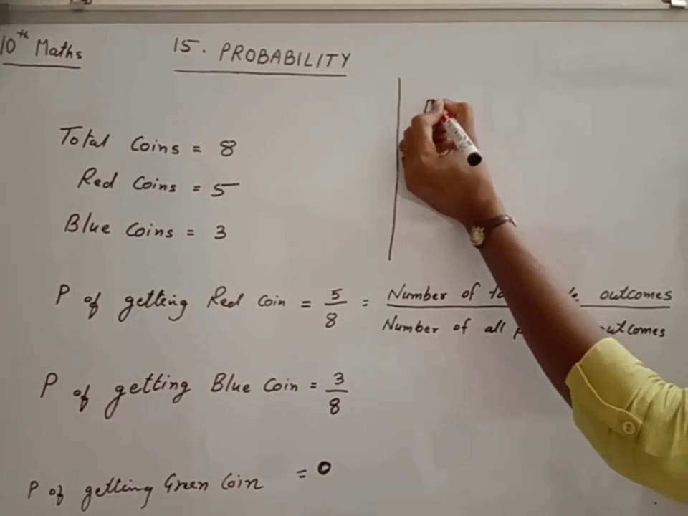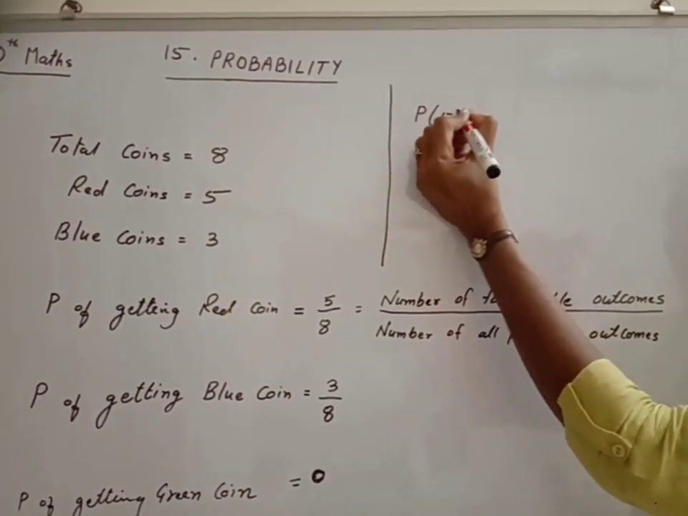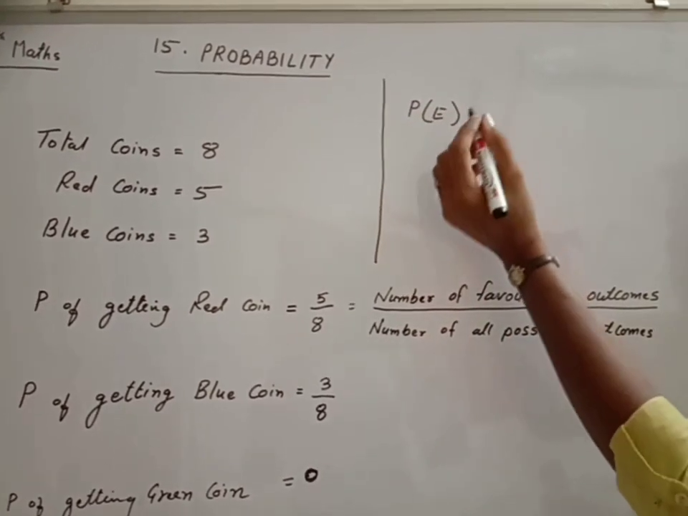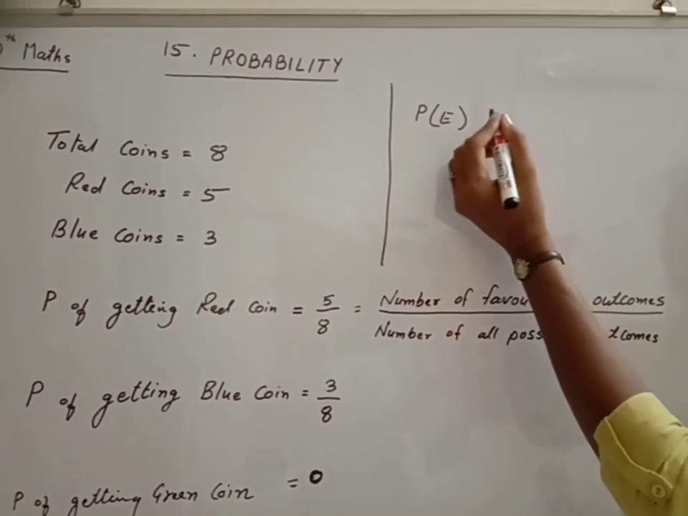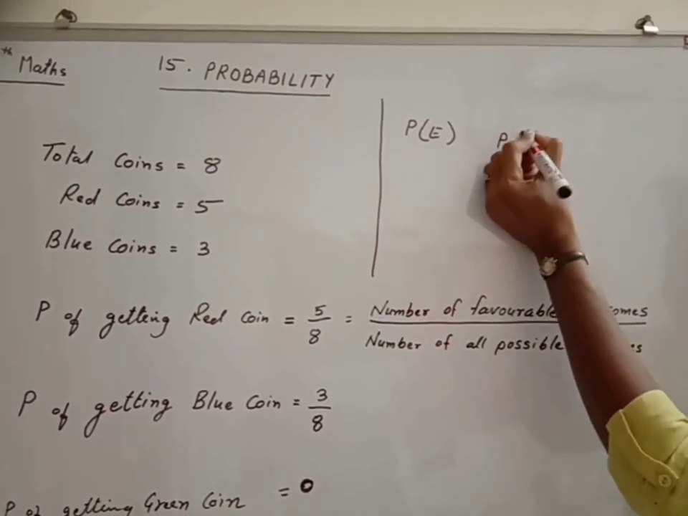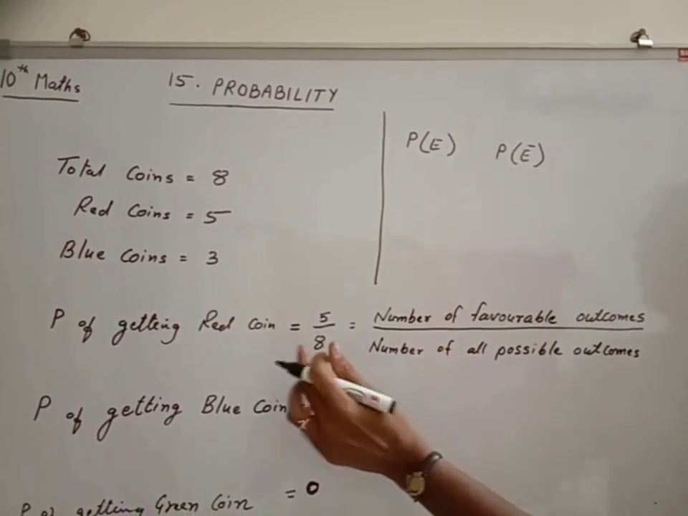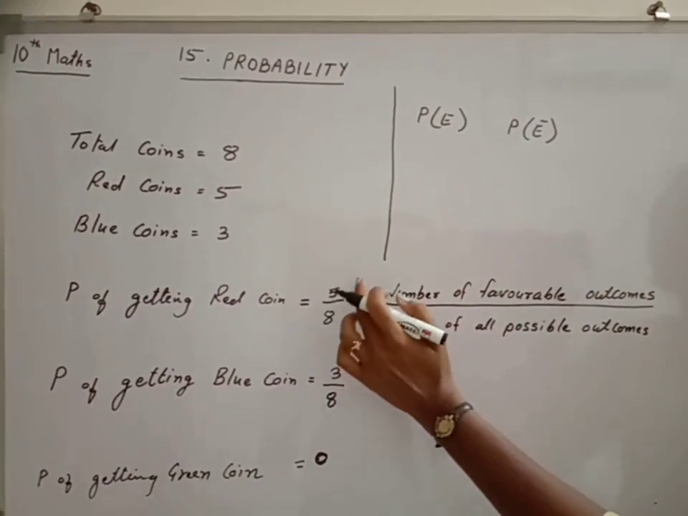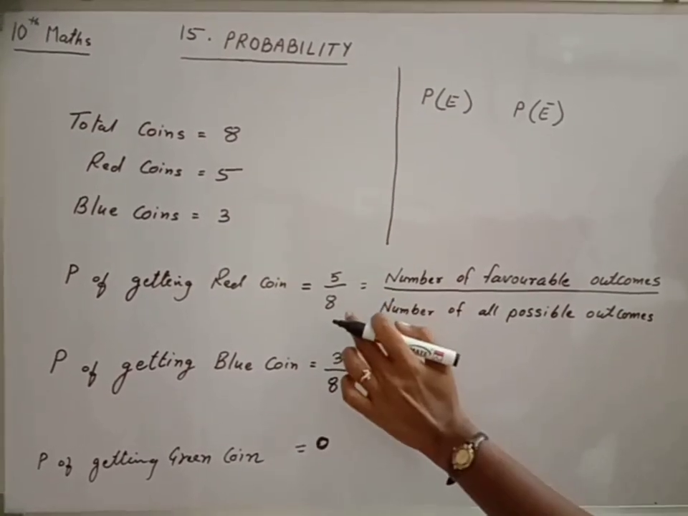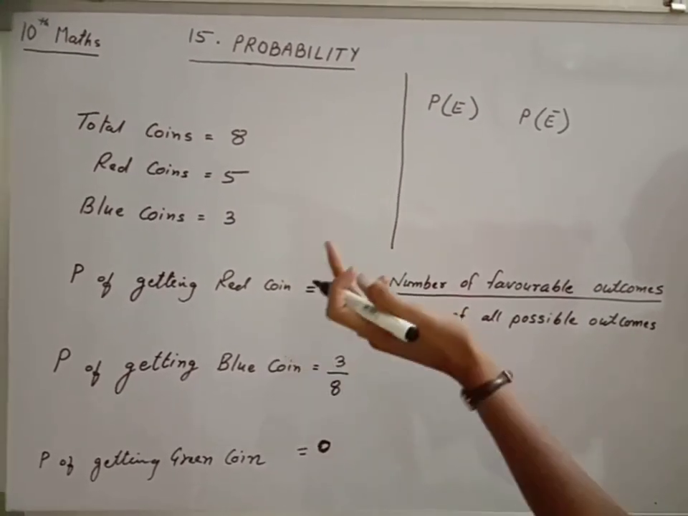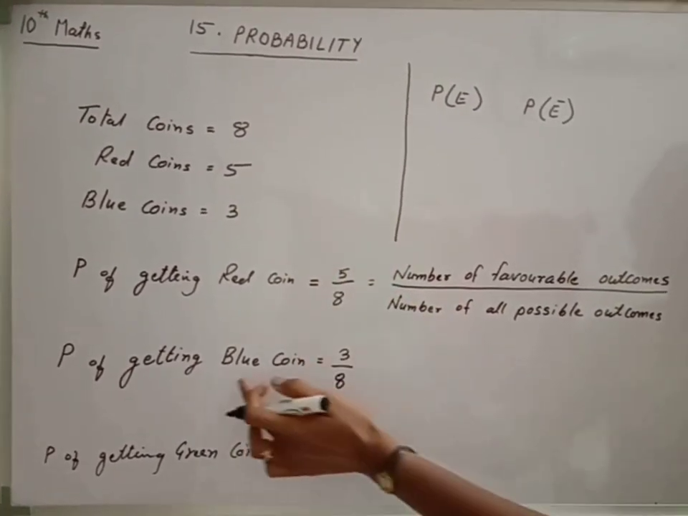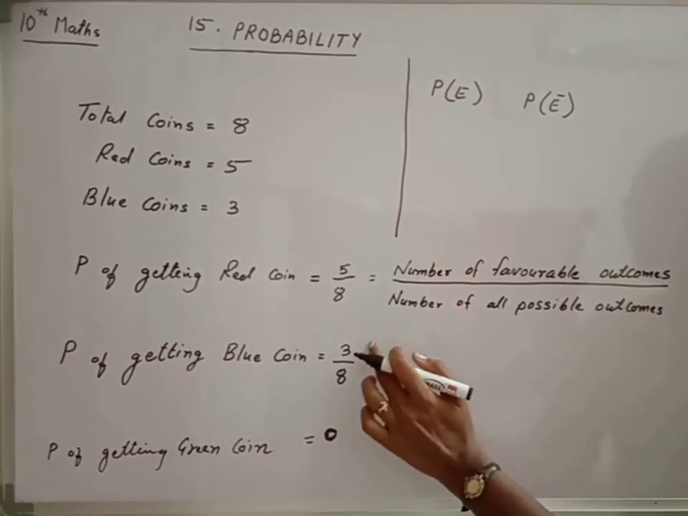Now probability of any event is represented by P(E) and the probability of not event is represented by P(E bar). Here the probability of getting a red coin is 5 by 8. And what is the probability of getting not red coin? Not red coin means blue coin, so that is 3 by 8.